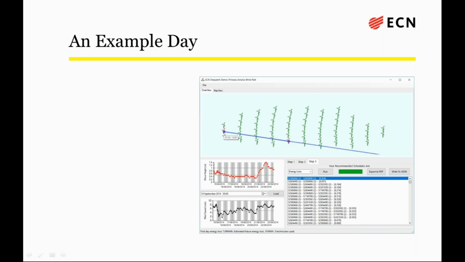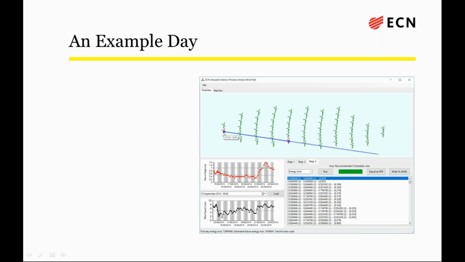Well, the third step is, of course, the optimization. So in step 3, you choose your objective, energy loss in this case, and click Run. And then what happens is that it normally takes about 1 to 2 minutes, depending on how many open service orders your wind farm has. And then all the transfer plans that the optimizer has tried are placed in this box, displayed in order of how good they are. Typically, you will get about 2,000 to 3,000 possible transfer plans. Clicking on any of them will then plot the route onto the wind farm map above, as you see.